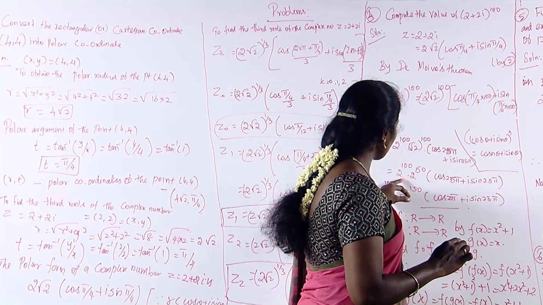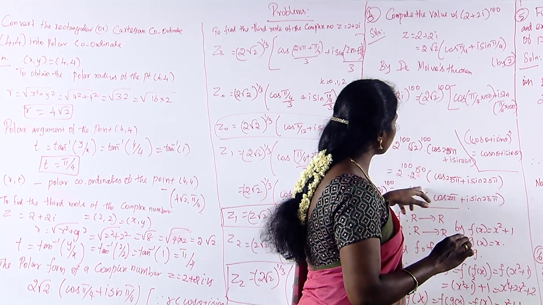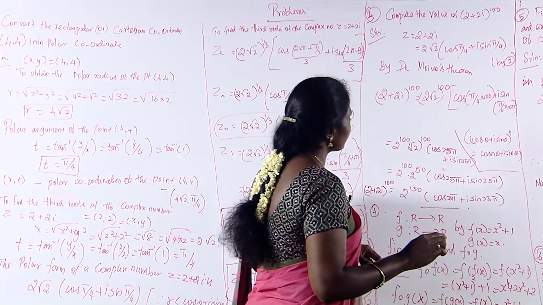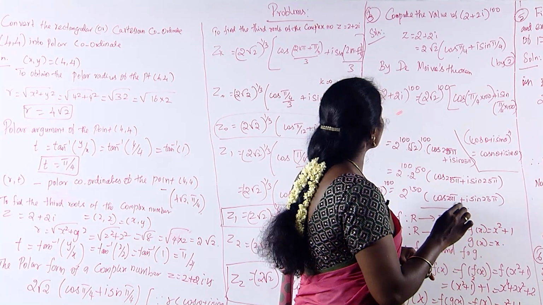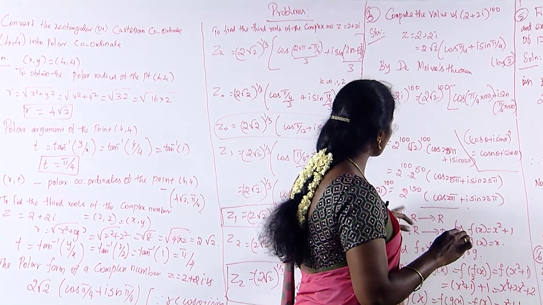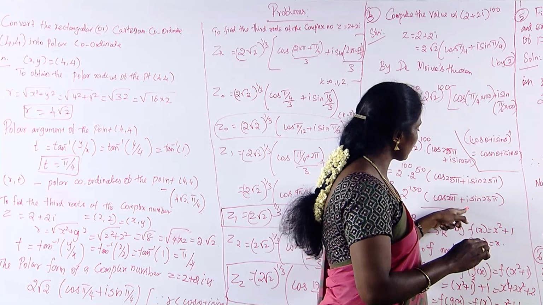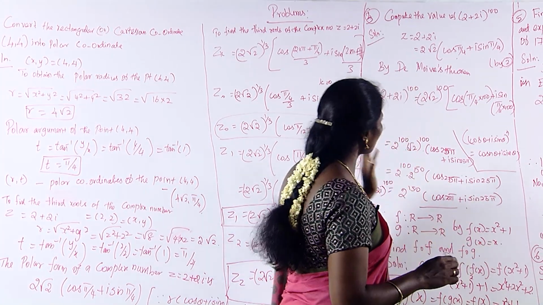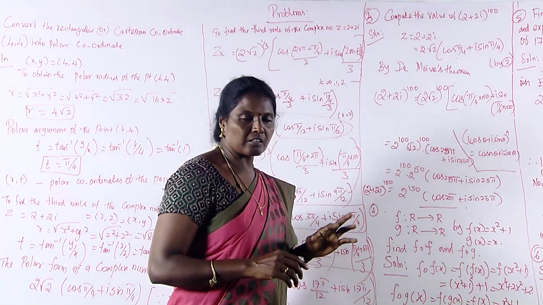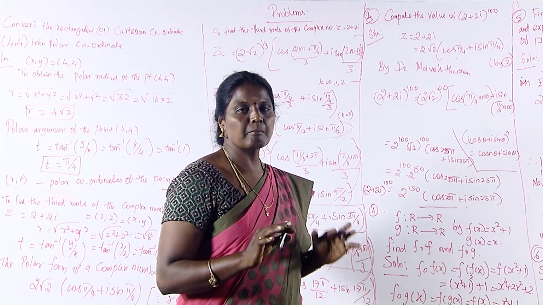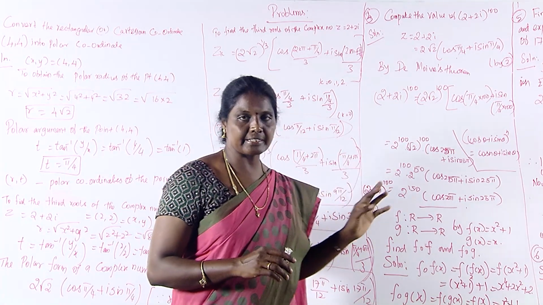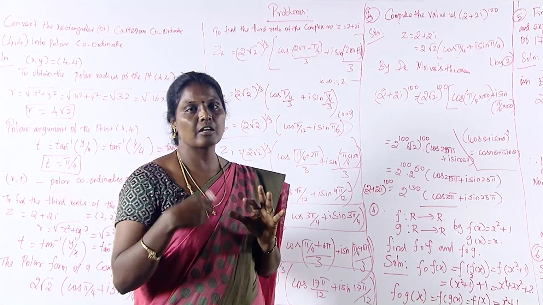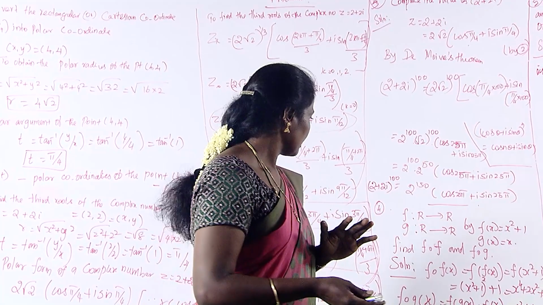So, 2 to the power 100 and √2 to the power 100 is nothing but 2 to the power 50, and here cos 25π + i sin 25π. So, we have evaluated the value of (2 + 2i) to the power 100 equal to 2 to the power 50 into (cos 25π + i sin 25π). Simply we can identify the polar form and apply De Moivre's theorem and find out the value of (2 + 2i) to the power 100. You can find any power with the use of De Moivre's theorem.